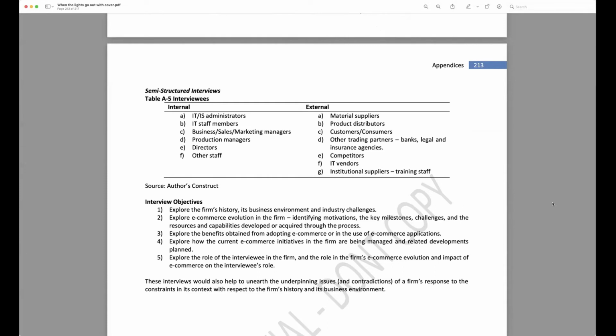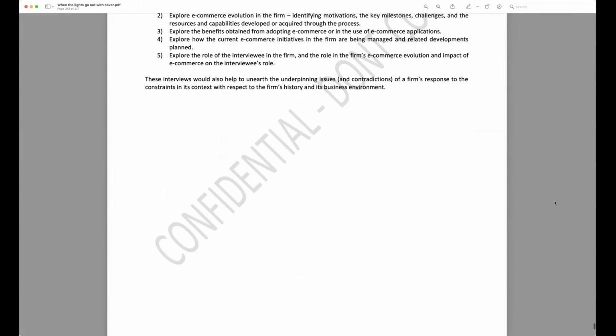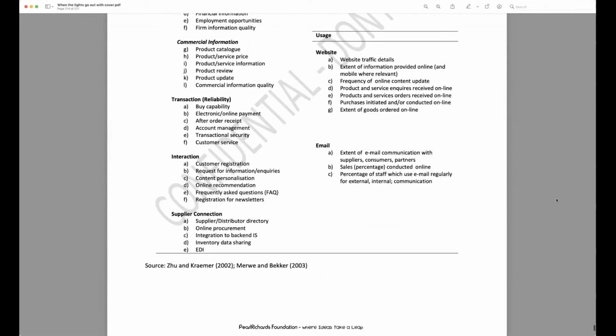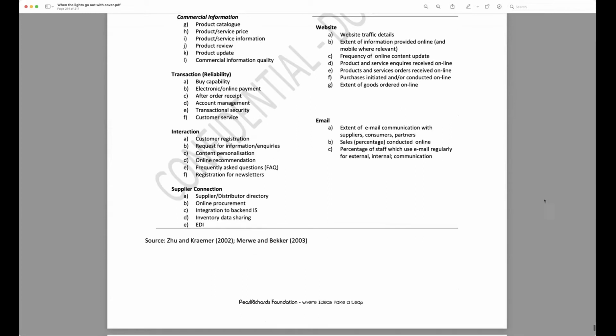The interview questions are here. Sometimes you can have different questions for different administrators, or some of the questions and the level of that sort of questions may be more suited for another person. So to explore the role of the interview in the firm and the role of the e-commerce evolution, the impact of e-commerce on the interviews role. Okay. Then I also did artifact examination where I was examining their website. So what was I looking for? I put all the information I was looking for on their website, including data I collected.